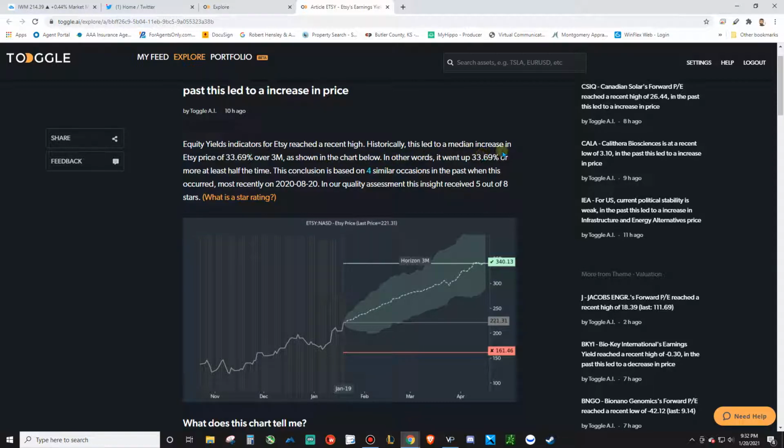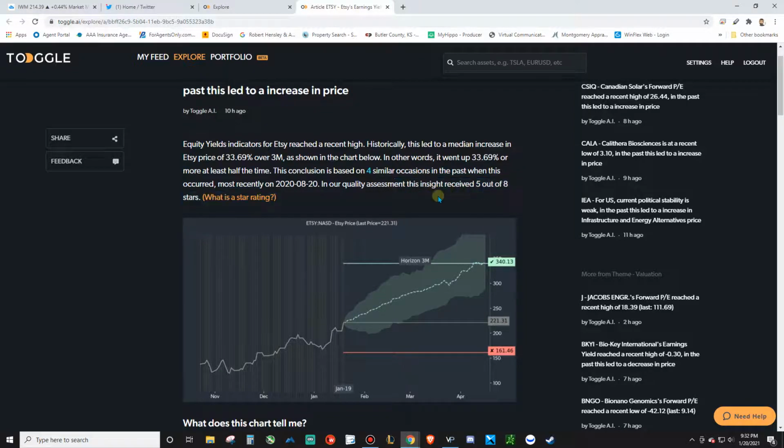So then it says equity yield indicators of Etsy reaching a recent high. Historically, this led to an immediate increase in Etsy's price of 33% over 3 months, as shown in the chart below. In other words, it went up 33% or more at least half the time. And the conclusion is based on four similar occasions in the past where this occurred, most recently August of last year. And our quality assessment reads 5 out of 8 stars.